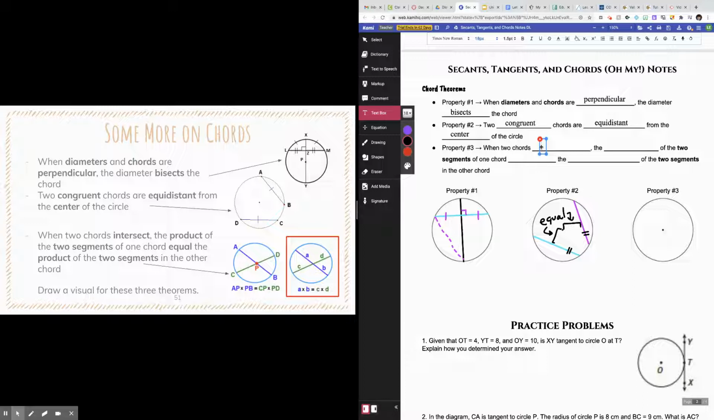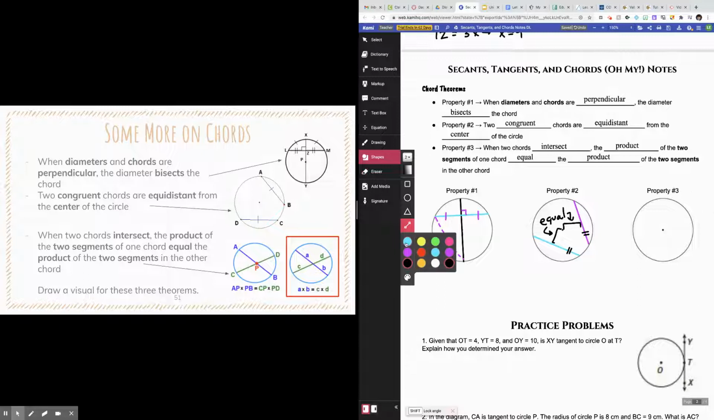is the multiplication property for chords. So when two chords intersect, the product of the two segments of one chord equals the product of the two segments of the other chord. Again, these usually make a lot more sense when you can draw them out. So let's say I have this chord right here in purple and then this chord in blue.